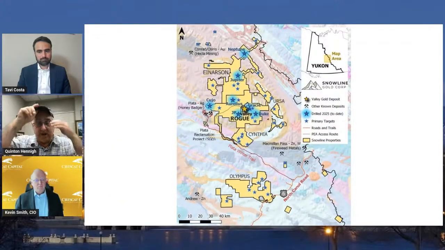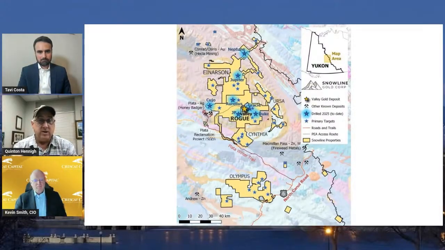The other thing people should take away is that Snowline is one of the biggest landholders in the east central Yukon region. They have a huge property position that encompasses a huge inventory of these reduced intrusive targets, and they are testing many of these this year. This company is not sitting still. They're not just going, oh well, Valley's it, we're all good, enough said. They are out there drilling and testing many, many targets this year. So I think we're going to see even more good news. Talked about this, I think, on the last video. All right, go to the next slide.